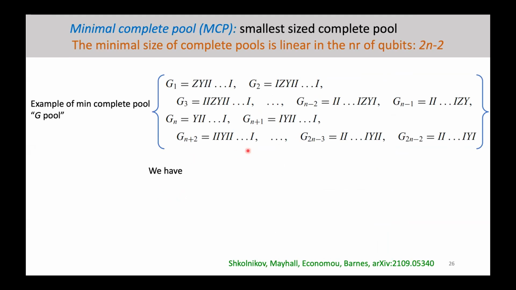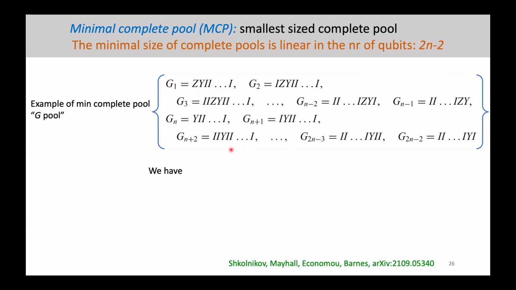And here's an explicit example of a minimal complete pool for an arbitrary number of qubits. And in this example, you can see that each of the pool operators is a Pauli string of weight 2, and it only acts on nearest neighbors, at most nearest neighbor qubits. So it's a very hardware-friendly pool in that sense. So that's an explicit example of such a minimal complete pool.